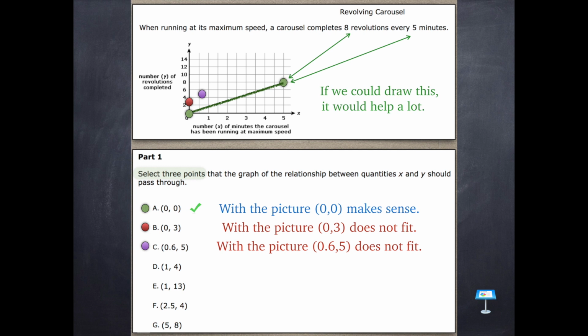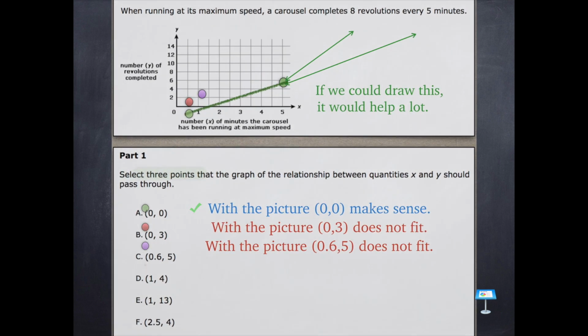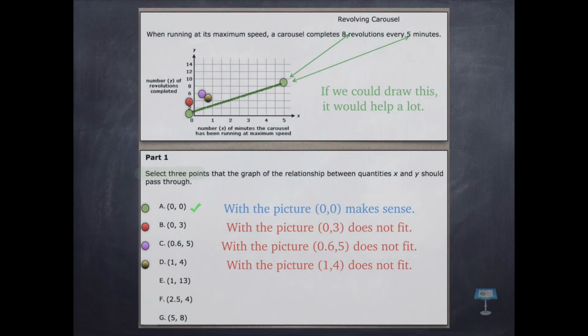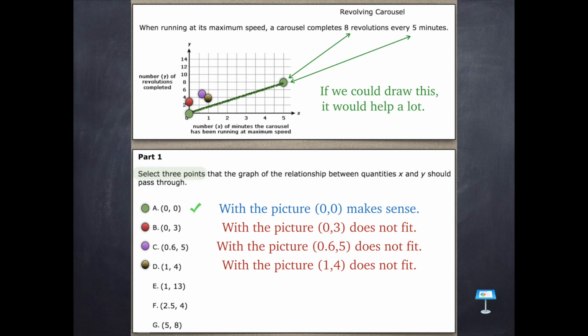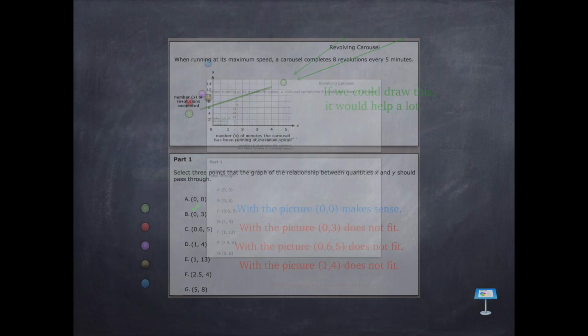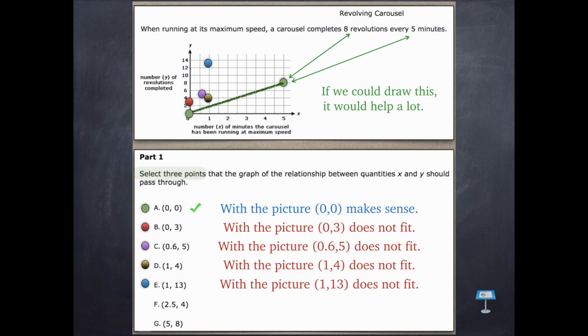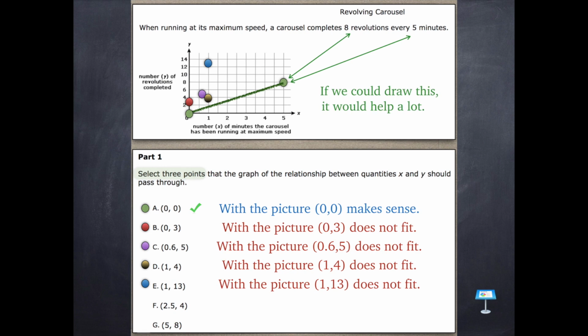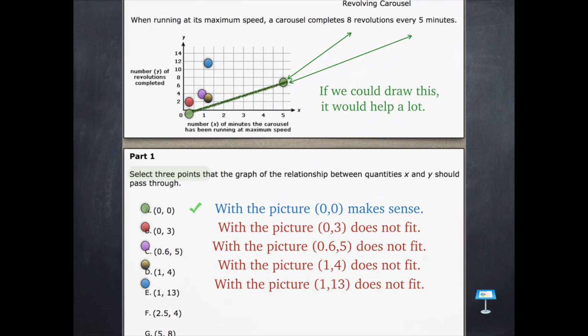Same thing with (0.6, 5). Carefully graph that first, and it misses clearly. (1, 4) is a little bit closer. Again, with the picture though, if you had it drawn to scale or really well, it would be easy to tell. (1, 4) misses. (1, 13) misses by a long ways, so that is a super steep slope from the origin and misses our line by a great deal.